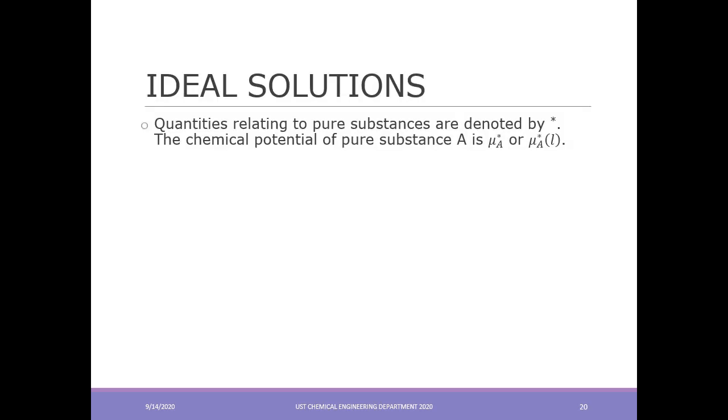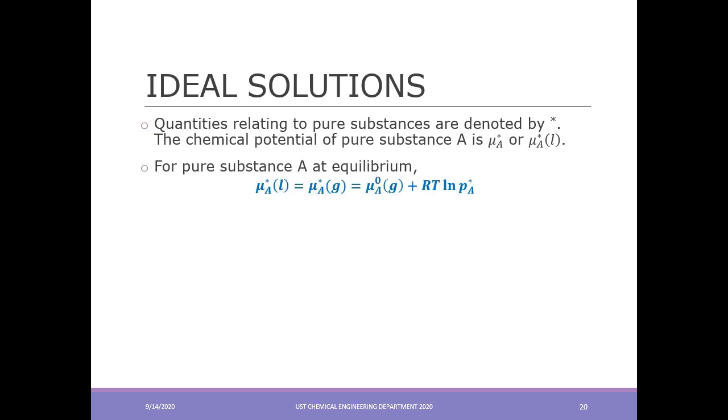First, let us define some representations. Quantities for pure substances are denoted by an asterisk superscript. For example, the chemical potential of pure substance A is mu A star, or if it is necessary to emphasize that this is a liquid, then the symbol L in parentheses may be added. For a system in equilibrium, we know that the chemical potential of substance A in the liquid should be equal to its chemical potential in the vapor.